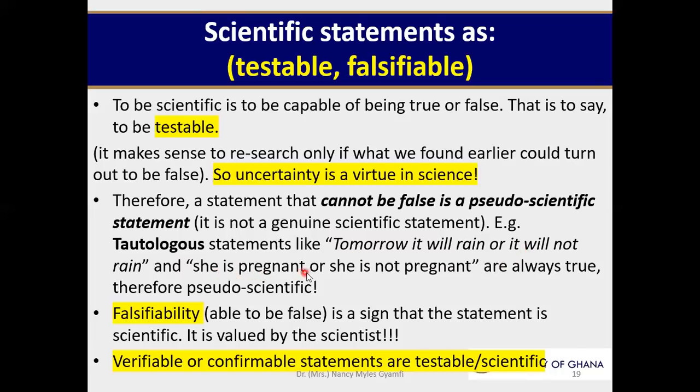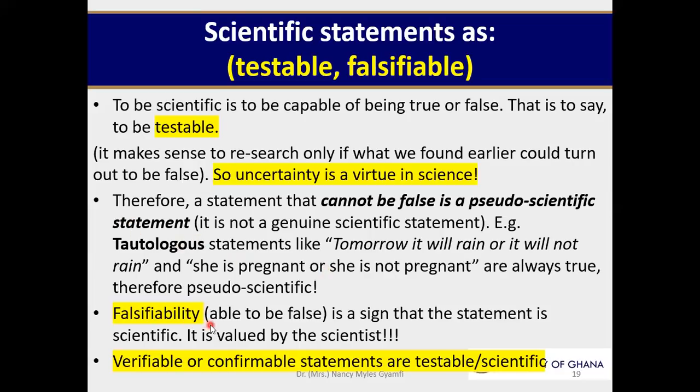If I say she is pregnant or she is not pregnant, I hope you can see that she is pregnant is one side of the statement and she is not pregnant is the negation, the other side. So she is pregnant or she is not pregnant. The statement that comes that way, which has that form, is a tautology. It's a pseudoscientific statement. Pseudo just means pretending to be something you are not. So a pseudoscientific statement is pretending to be scientific, yet it is not scientific. It's a tautology.